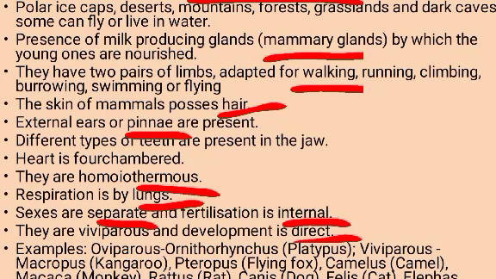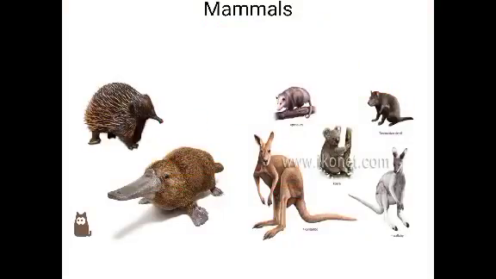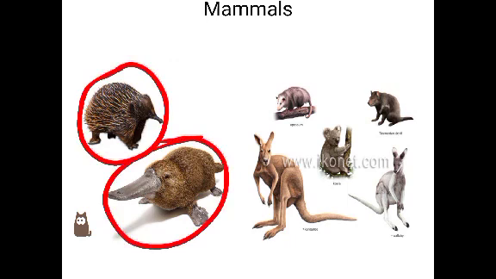And as examples, a lot of examples are there. Some oviparous mammals are there. This is the echidna, and this is the duck-billed platypus. These are oviparous mammals. Then viviparous ones are there. If you take the kangaroo, it is viviparous, but the young one is not fully developed, so it keeps it in its pouch.